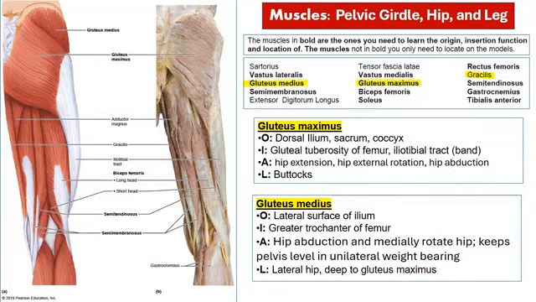All right, folks, we're back for another video where we're going to focus on the muscles of the pelvic girdle, the hip, and the leg. So, of course, get your good old muscle list out. And as you can see, our third group is going to be muscles of these regions, right?